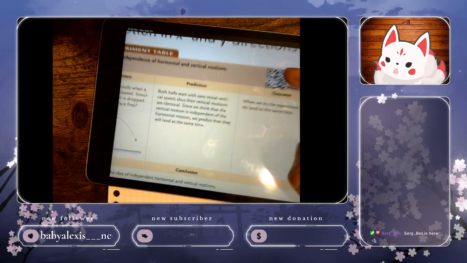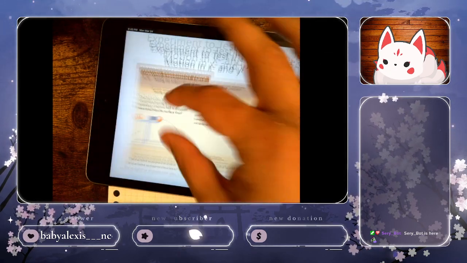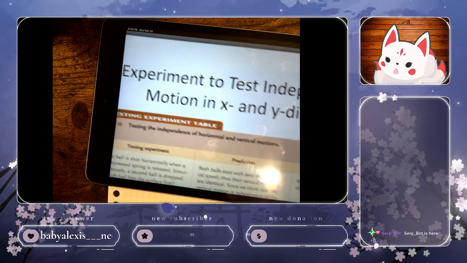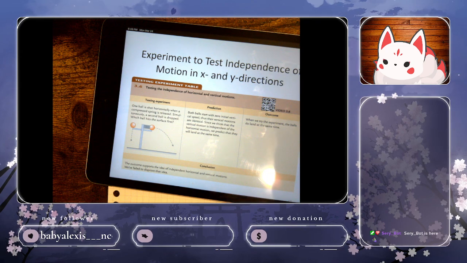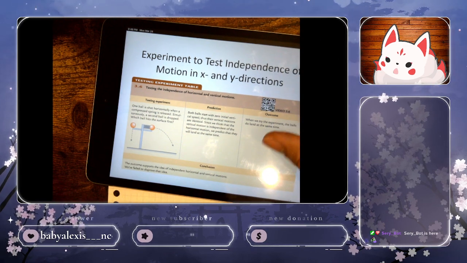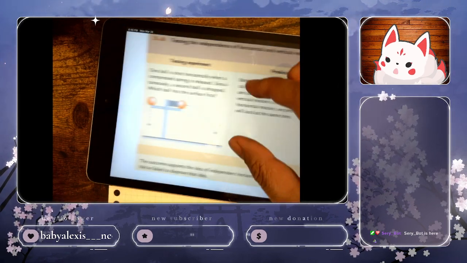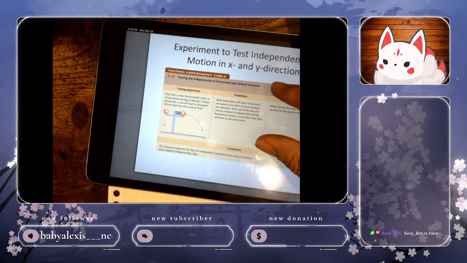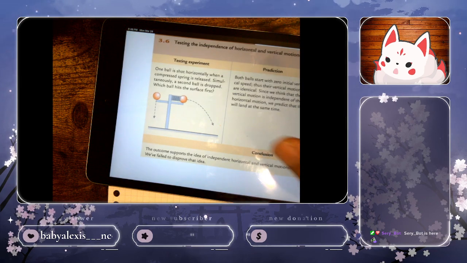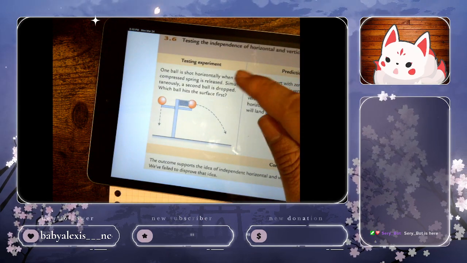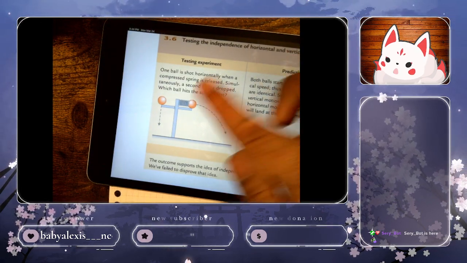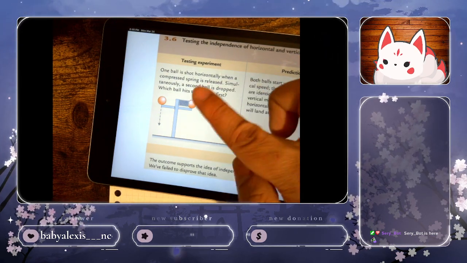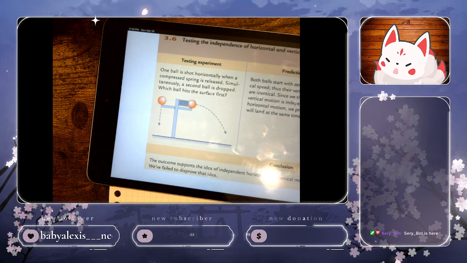Testing experiment. One ball is shot horizontally. They did this in high school. This experiment tests independence, a very simple way of testing the relation between x and y. One ball is shot horizontally when a compressed spring is released, and simultaneously a second ball is dropped. Which ball hits the surface first?